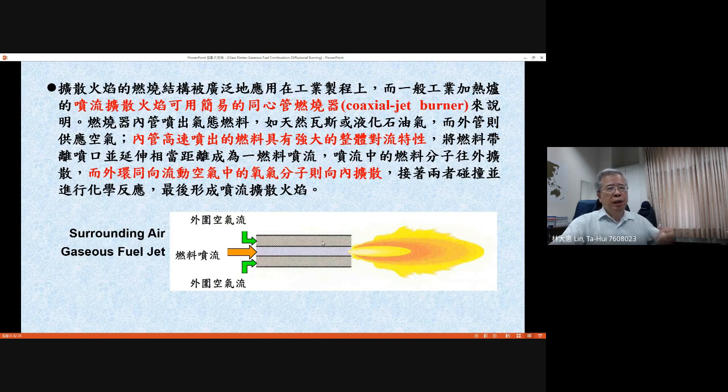In the coaxial jet burner, the inner jet may have, for example, natural gas or propane injecting out, and you will have surrounding air coming out. They will meet together at the interface of the inner and outer jet, and the flame usually sits very close to this interface of the inner and outer jet. This is quite different from the candle flame.